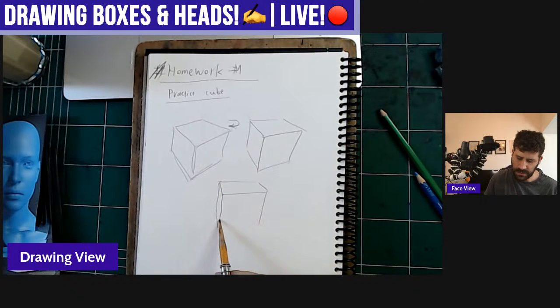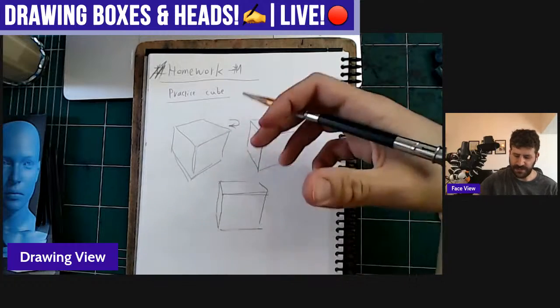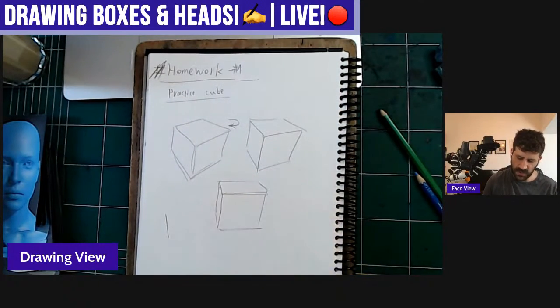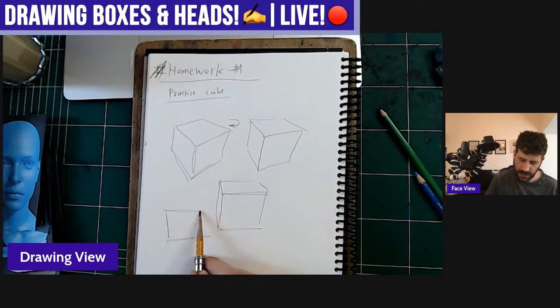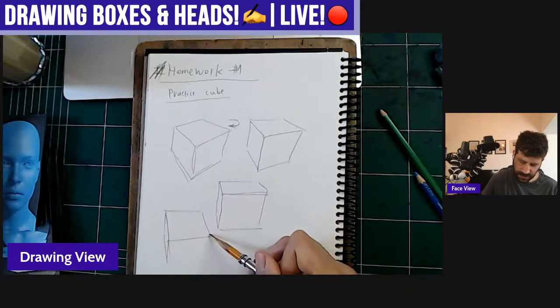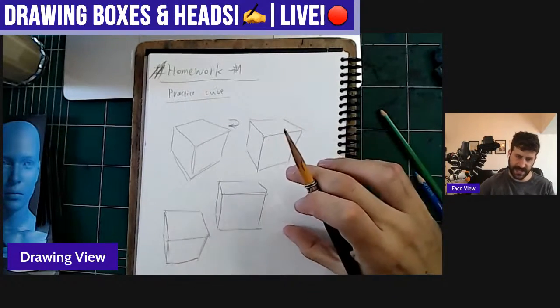Something like that, right? And then if we want to tilt it, let's say we want to tilt it towards us, this line will get longer because we see more of it. This line will stay kind of similar, I think. Then we'll get this, and then we'll eventually get something like that, right? So we tilted it down.